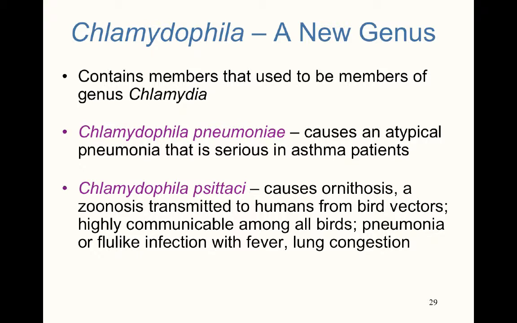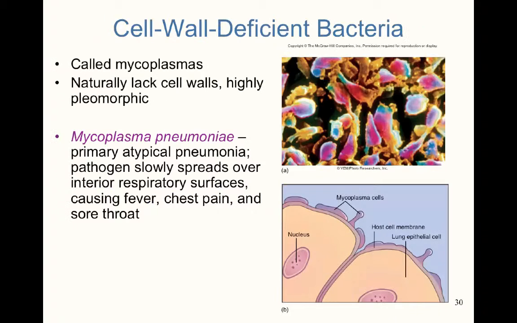And then related to chlamydias are the Chlamydophila. So these used to belong to the Chlamydia genus, but now based on sequencing, they have been placed in their own genus of the bacterial world. So Chlamydophila pneumoniae causes an atypical pneumonia that is more serious in asthma patients. And then Chlamydophila psittaci causes ornithosis. This is a zoonotic disease transmitted from birds, and it's highly communicable among all birds, associated with a lower respiratory pneumonia or flu-like infection with fever as well.